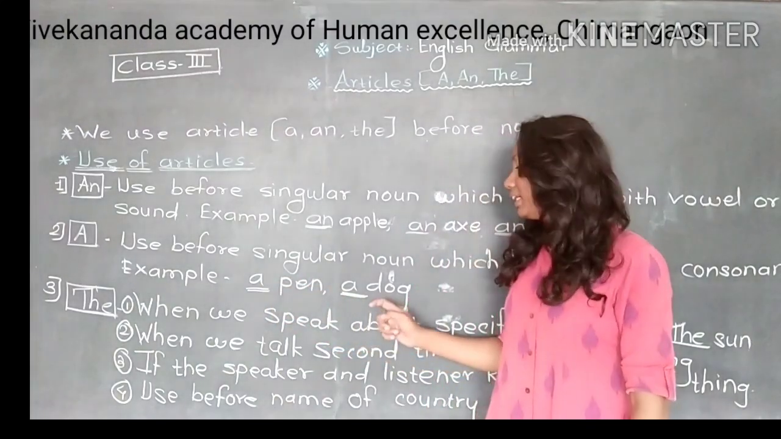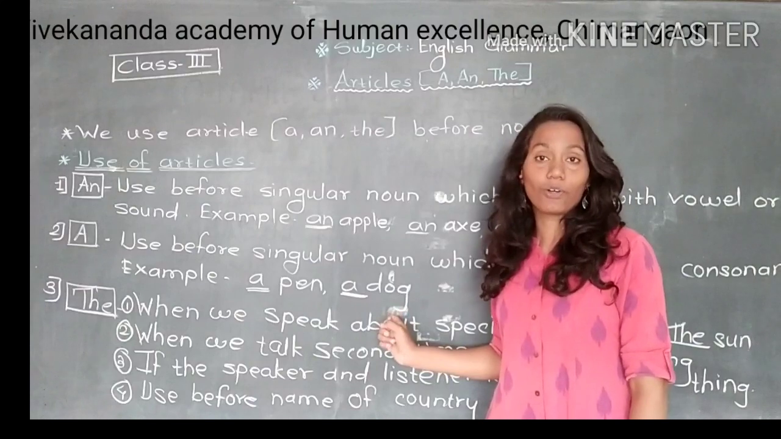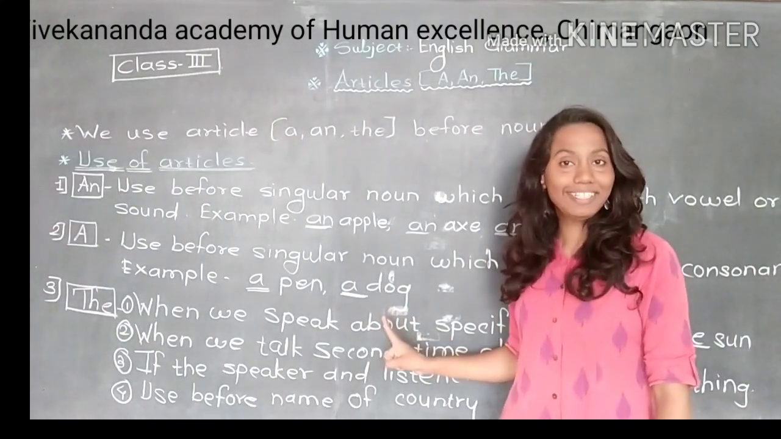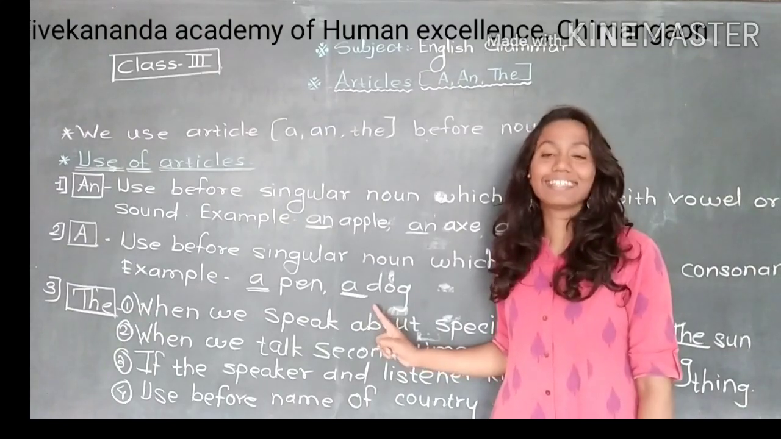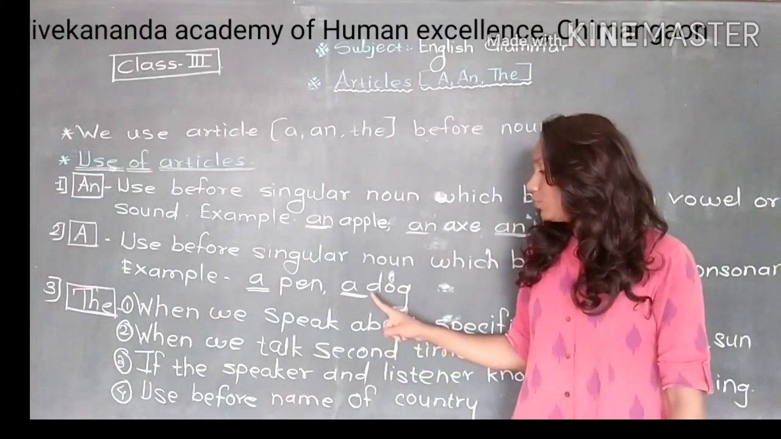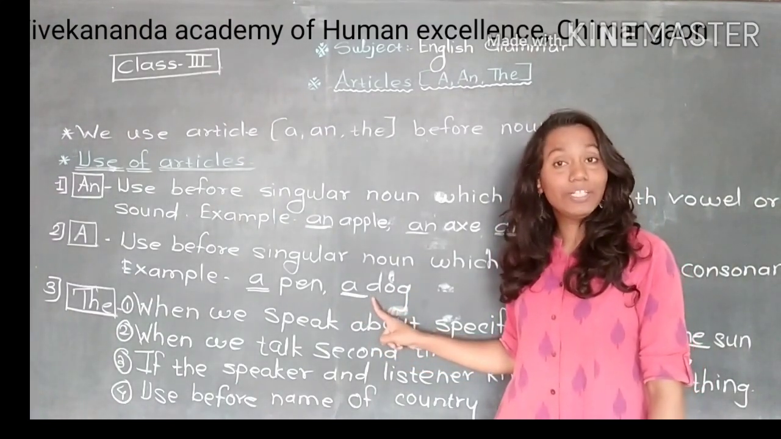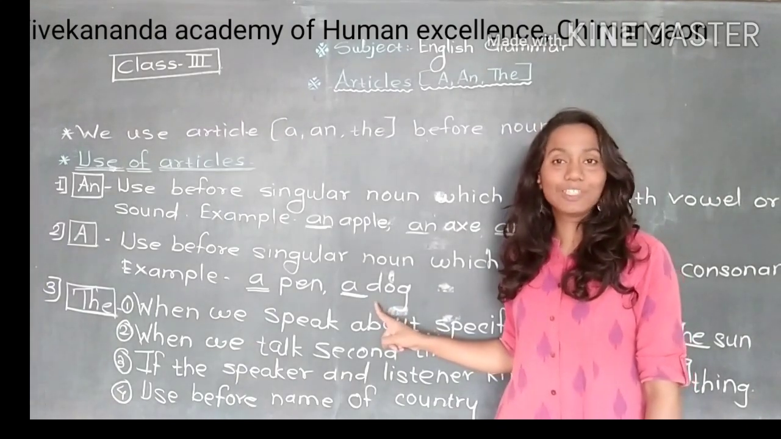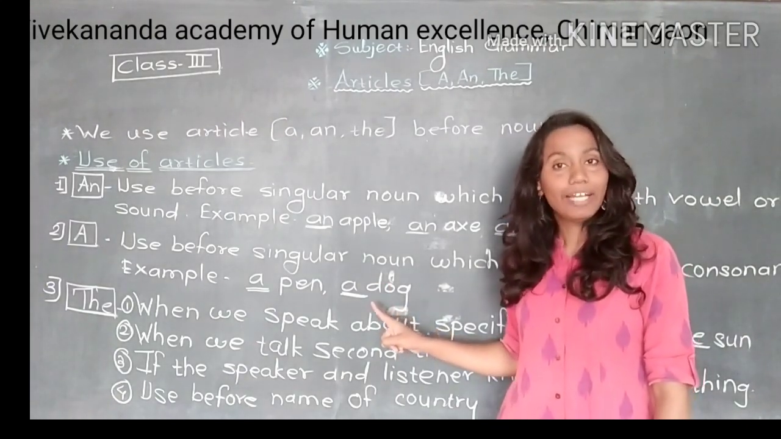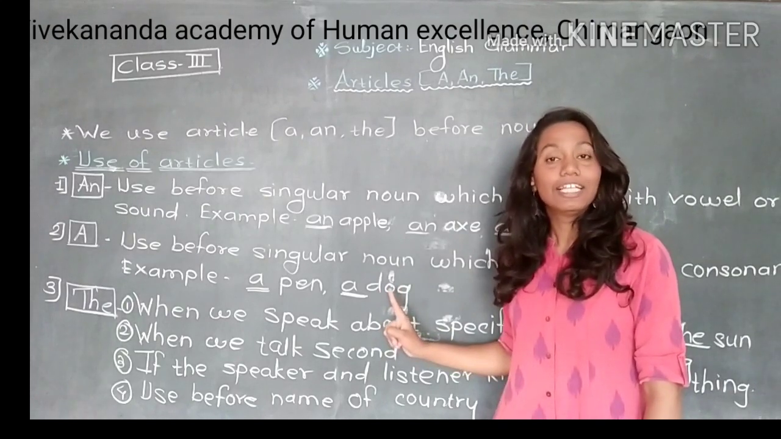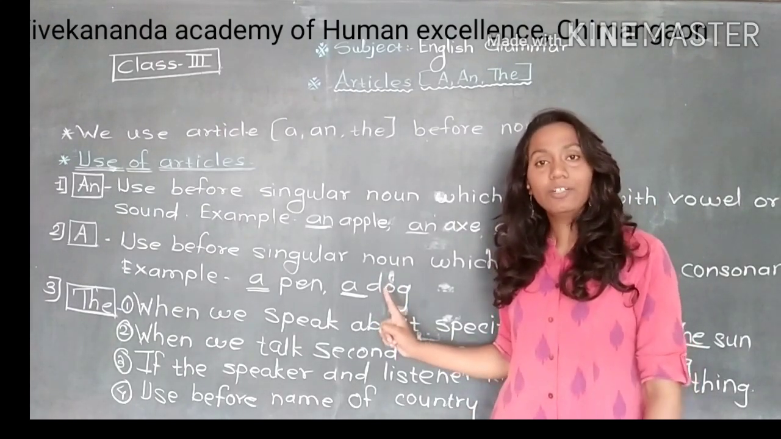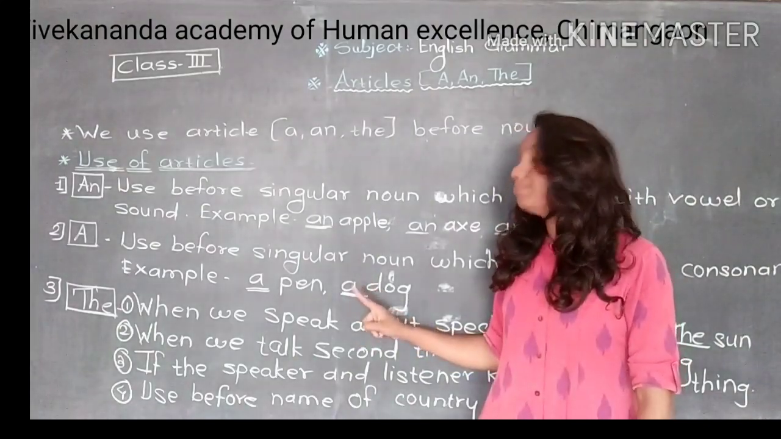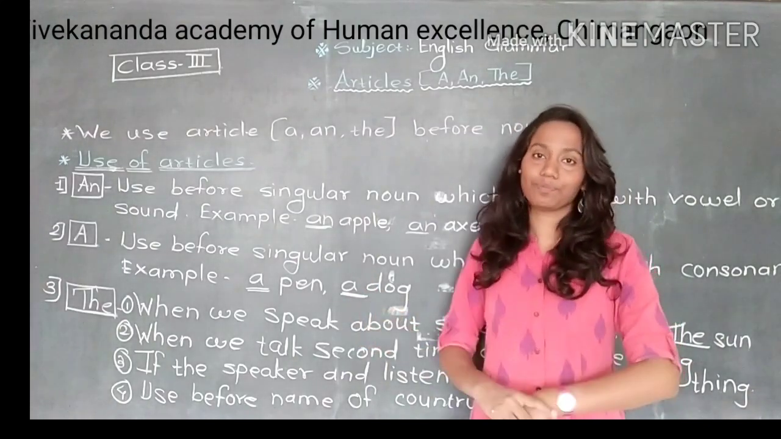The next word is D-O-G, dog. This word starts with D. Is D a vowel or a consonant? Correct, this is a consonant. Now we will read this word, dog. The pronunciation of this word also starts with a consonant sound. So here we will use a dog, this way.